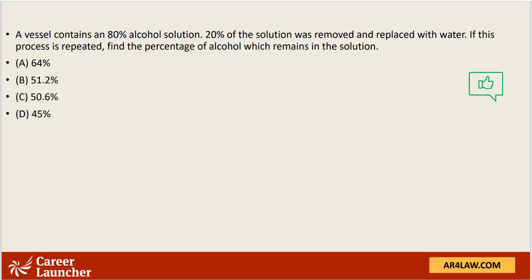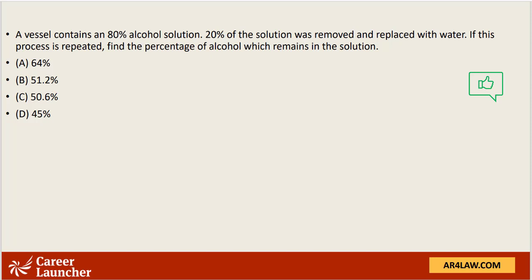A question on mixtures and alligations. A vessel contains an 80% alcohol solution. So if the volume happens to be 100 liters, 80 liters is alcohol and 20 liters is water. 20% of the solution was removed and replaced with water. So this is a question on removal and replacement. If this process is repeated, find the percentage of alcohol which remains in the solution. So we are doing this entire activity twice.